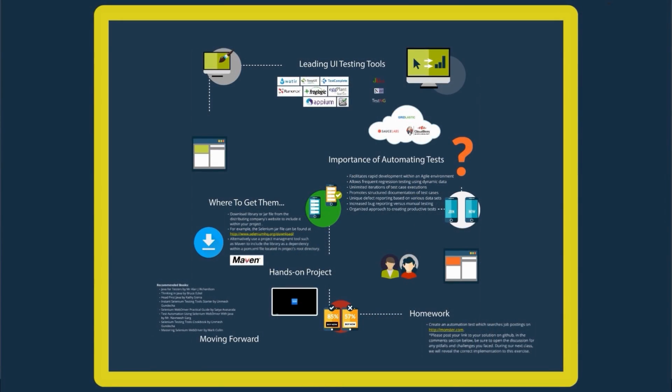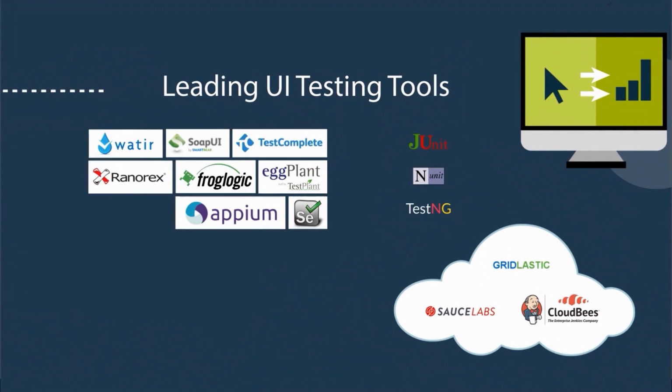The topic of today's lesson is going to be leading UI testing tools. After watching this video, not only will you know the leading UI testing tools, but also the importance of automating tests, where to get the needed libraries to create these automated tests, and a review of a hands-on project. We'll be looking at an actual test which searches Craigslist for a set of keywords, followed by some recommendations for continued learning, and closing with your homework assignments. Let's get started by looking at the leading UI testing tools.